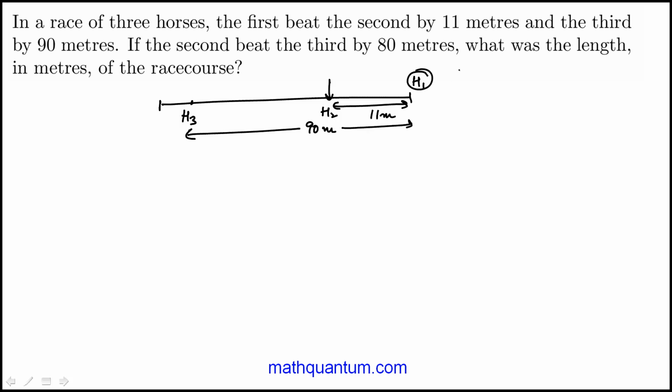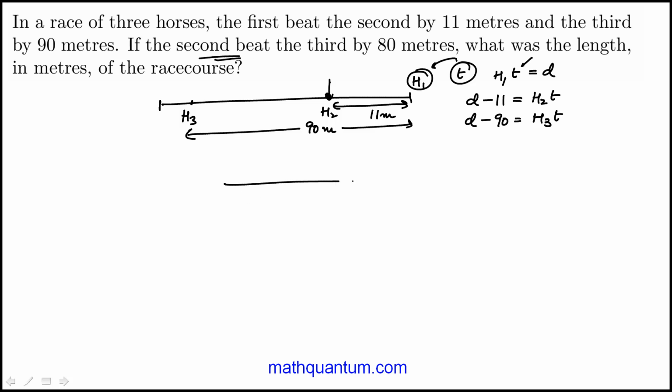So with these, if we say it takes time t for H1 to cover the entire course, and if H1 is the speed, and I'm also using the same descriptor, then H1t is d. That's the first relationship. In case of H2, it has traveled d minus 11 meters because it's at this point. And if its speed is H2, that would be H2 times the same time. And then finally for the H3, d minus 90 is H3t.